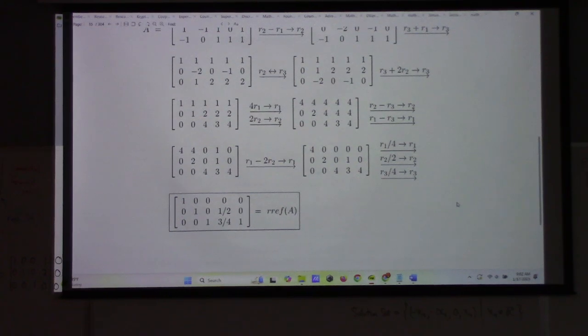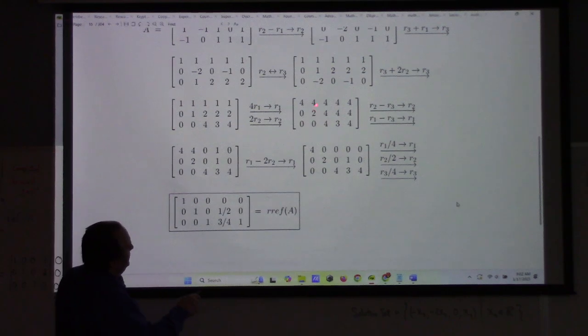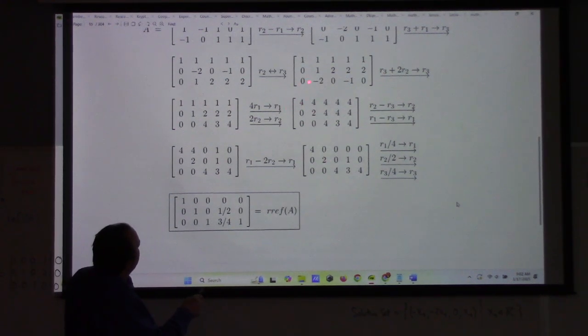That's the forward pass. And so this is the REF. I think where was it? Here. This is REF of the matrix, and then what did I do? Oh, see, I did something different here, right? I'm not following the algorithm. What I did here was to, I think I multiplied the first row by 4. I multiplied the second row by 2.